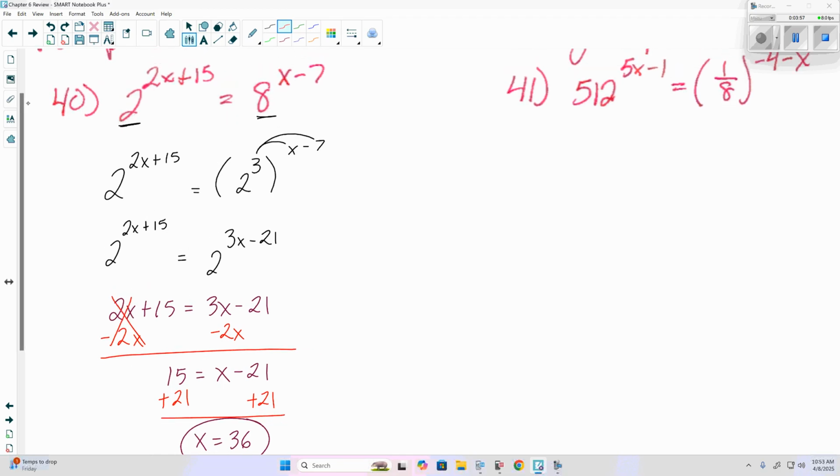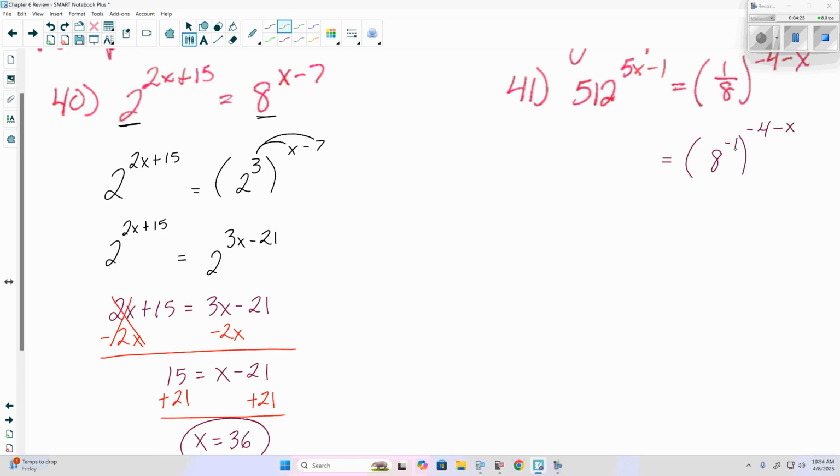We can go on and look at 41. Again, we have variables in both exponents, so we need to get the bases to be the same. Now on the right-hand side, we do have 1/8. It is going to be nice to get the 8 out of the bottom of the fraction, so we can move it to the top. So we have 8 to the negative 1.